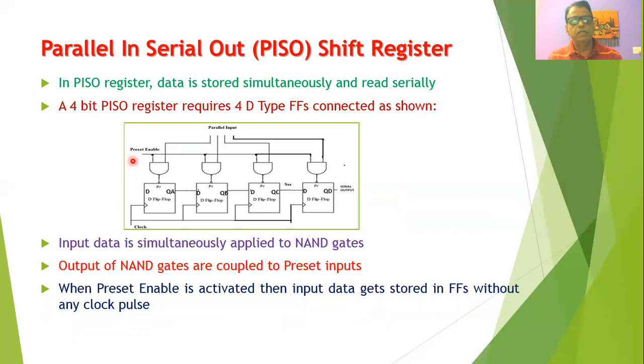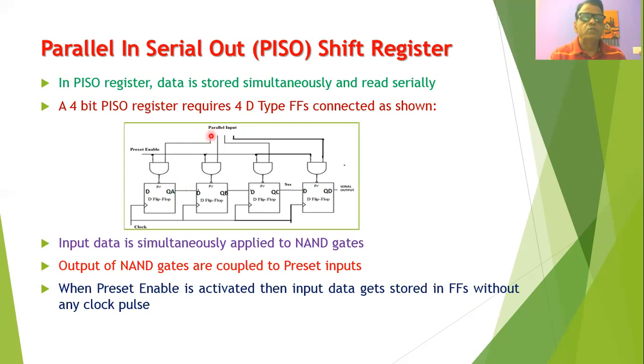So whenever the preset enable is activated, the input data will get stored into the flip-flop without application of any clock pulse. Say for example, if I want to store the bit 0, then I will apply 0 to the input and I will make the preset enable input high. So 1 into 0, 0, and its output will be 1. So when the output is 1, then the preset will not be activated, and therefore the initial 0 will remain in the flip-flop because initially all the flip-flops are clear.